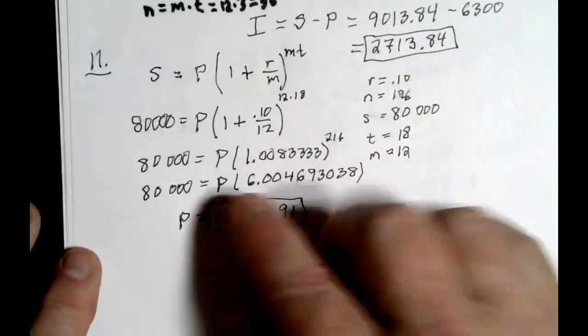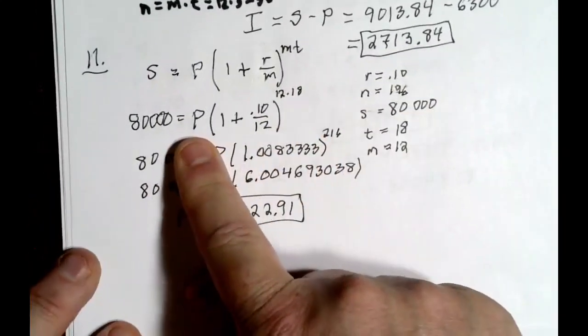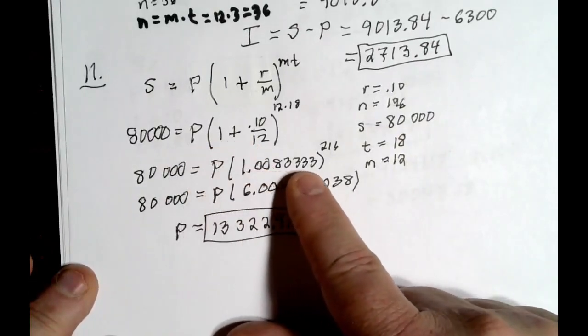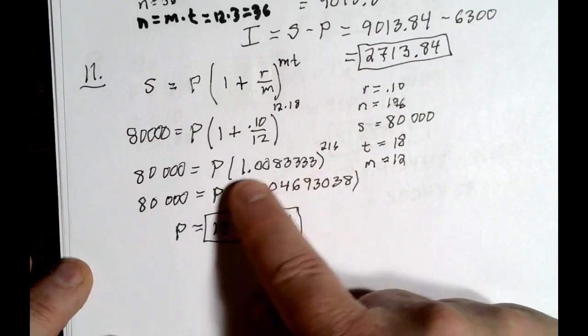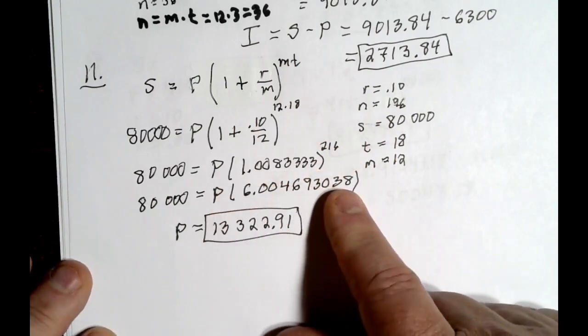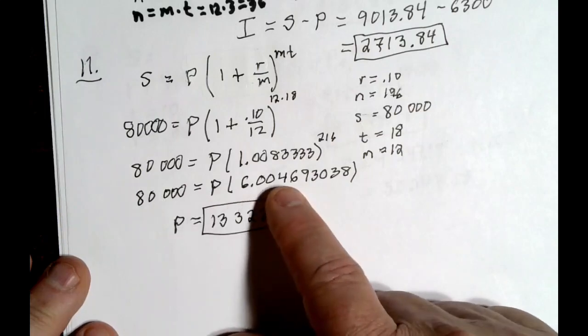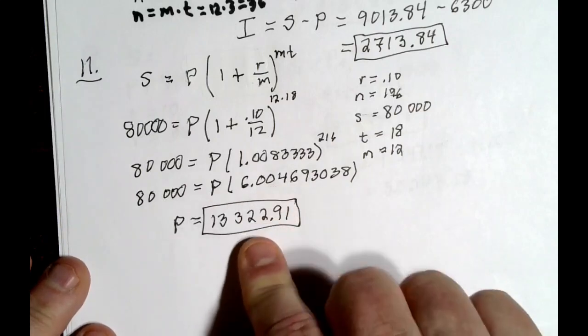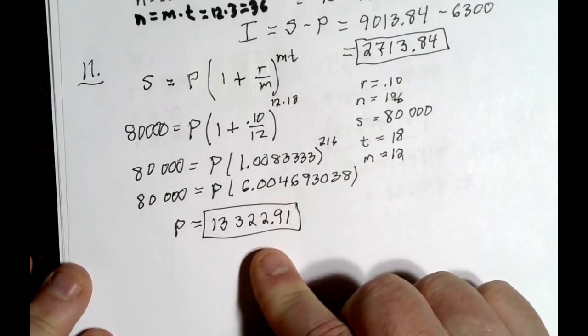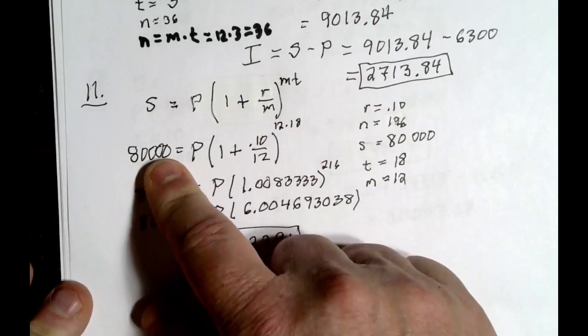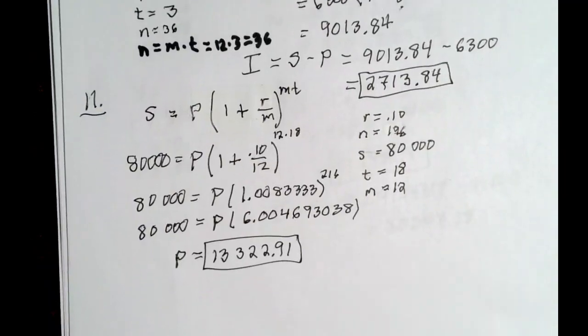So you know your S and everything else, you don't know your P. So this is 1.008333333 raised to the 216. Crunch that out, raise it to the 216, you get this. Divide both sides by that 6.004 number, and you get 1332.91. That's how much you have to start with to end up with 80,000 in 18 years.